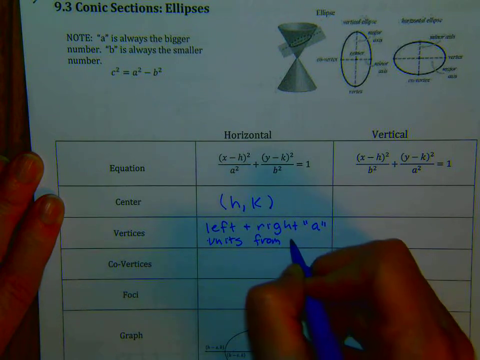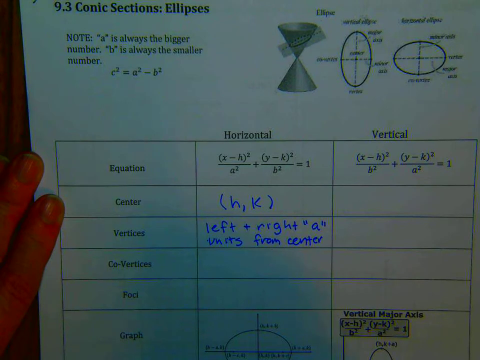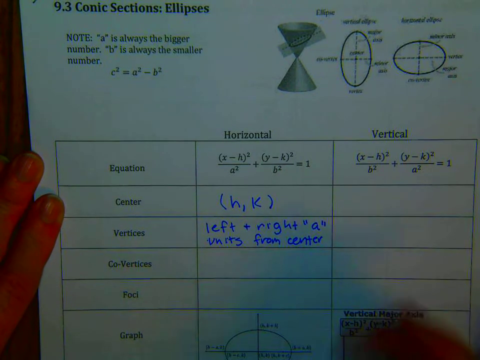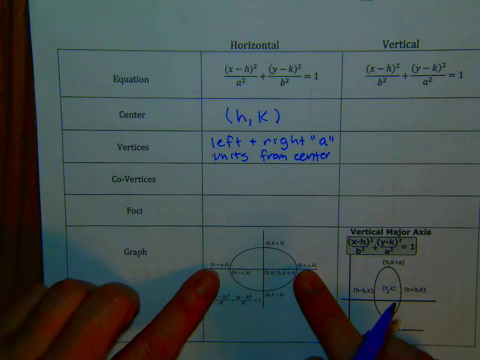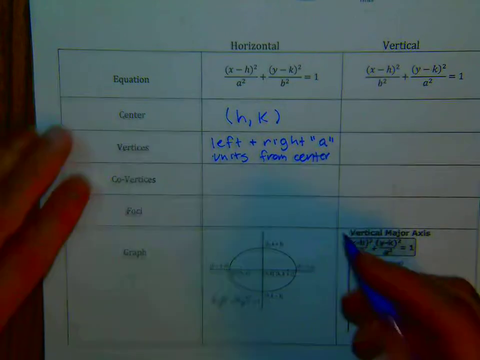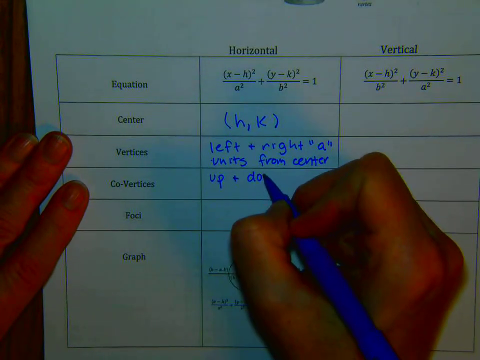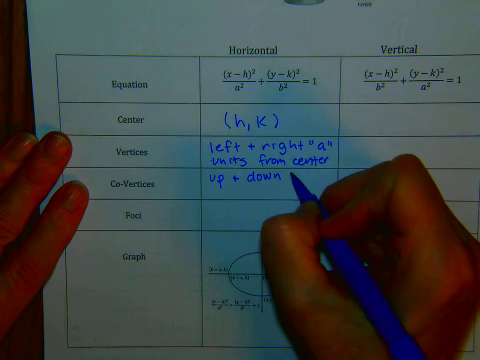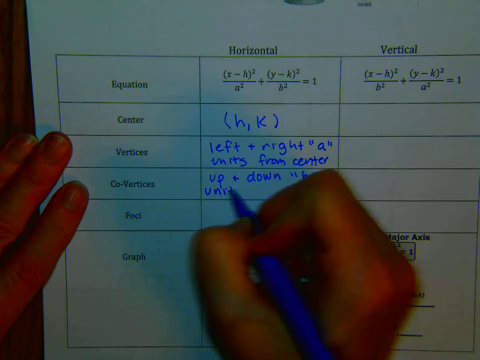Our co-vertices, so we're looking at the picture, so I'm going to slide this up a little bit. We have a horizontal ellipse. Our co-vertices are on the y-axis, and they are going to be up and down. You guessed right, b units from the center.